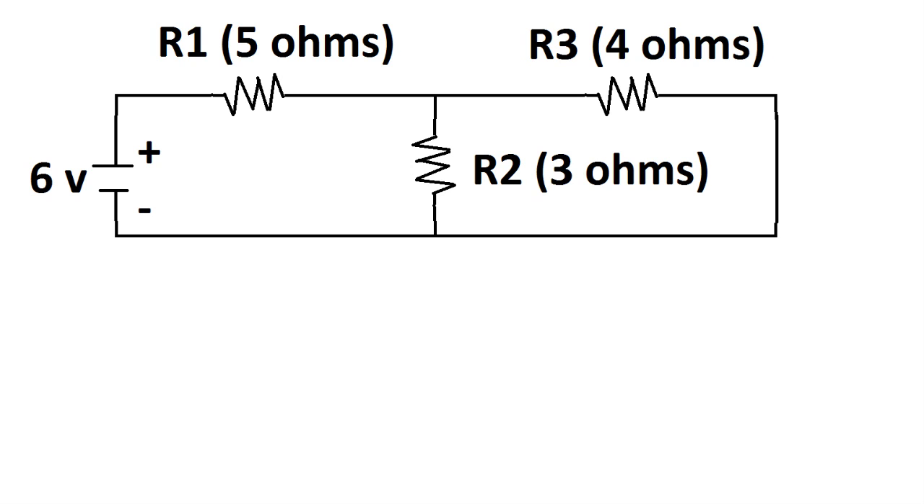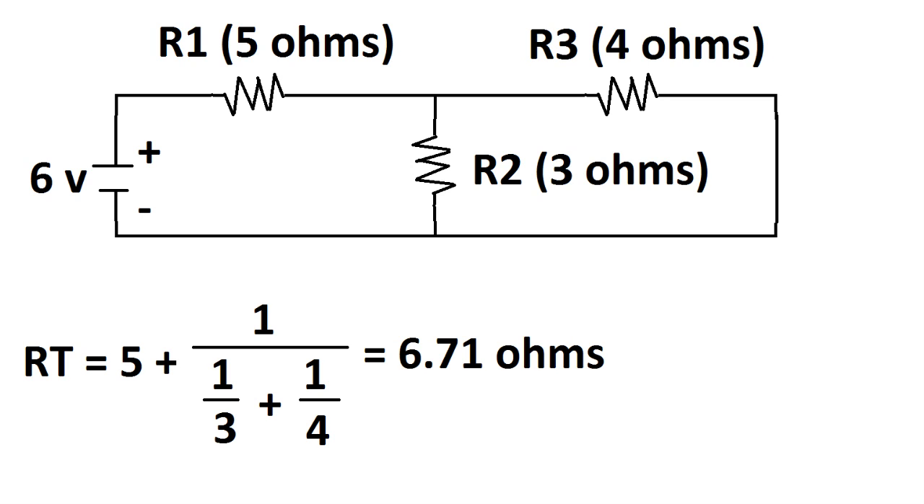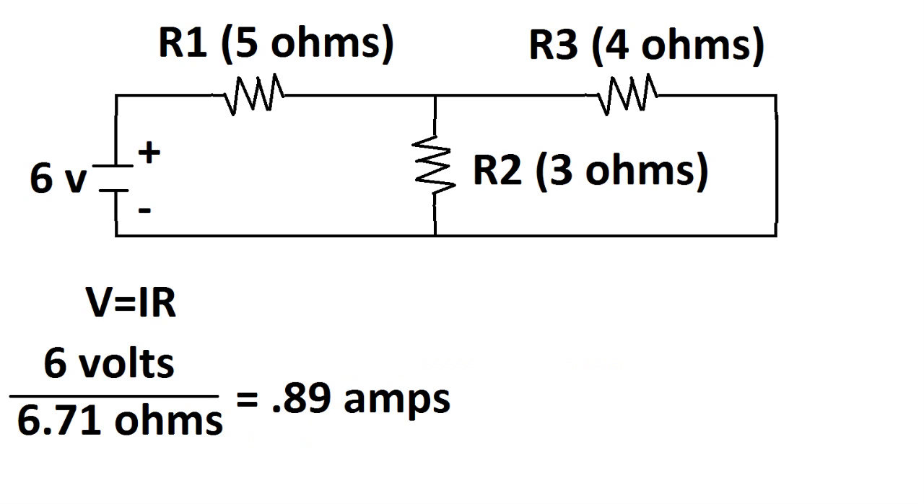So we'll start off by solving for the 6 volts voltage source. I'm going to move kind of fast because you should know how to do parallel and series already. So we have to find our resistance total, which you can just find as 5 plus 1 over, then parentheses, 1 over 3 plus 1 over 4 parentheses, and this equals 6.71 ohms for total resistance. Then we take our voltage over our total resistance, and this gives us 0.89 amps.